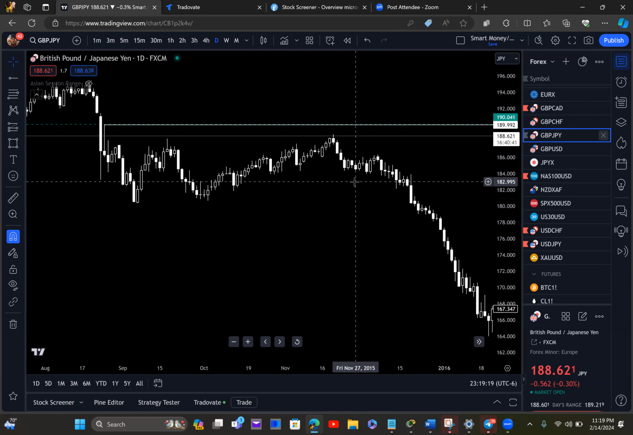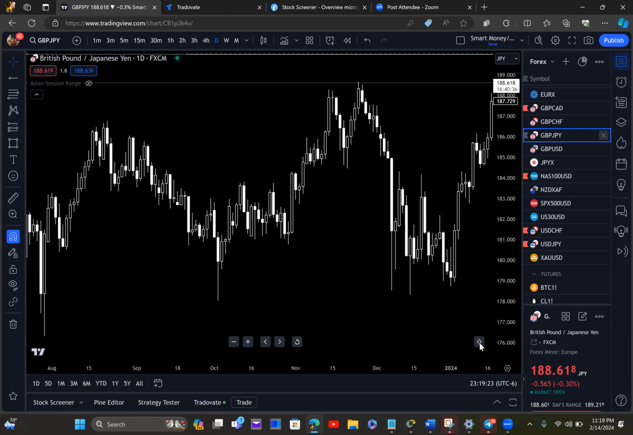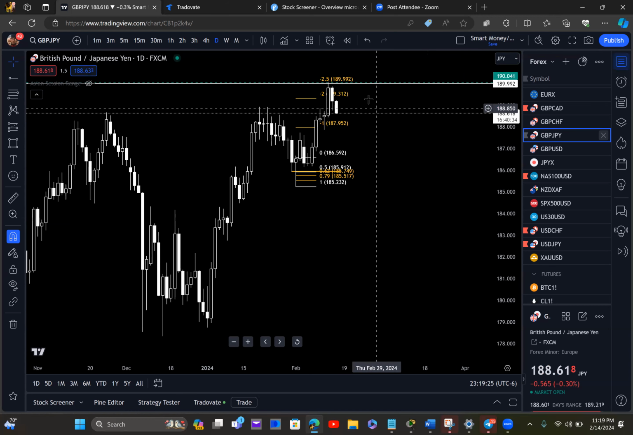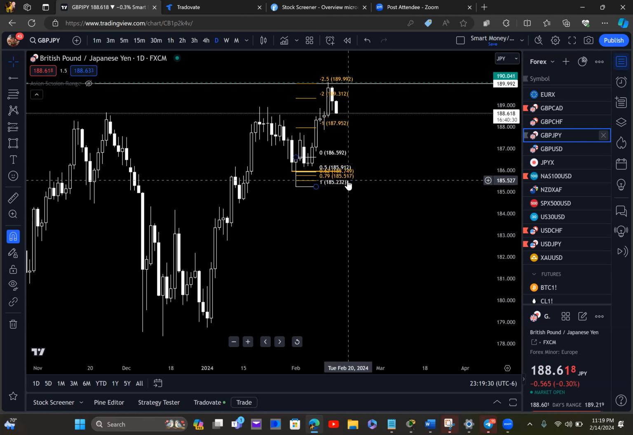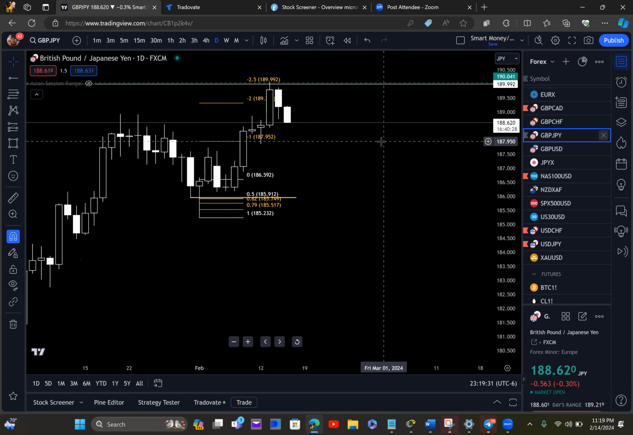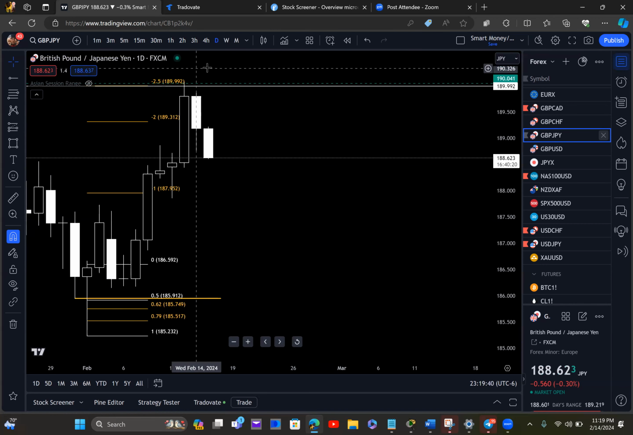And that came at the -2. And that was a target. And look what happened. It wicked the high. Now look what else happened. Liquidity. It took out liquidity. See how it wicked it on the daily, took out liquidity on its way down.